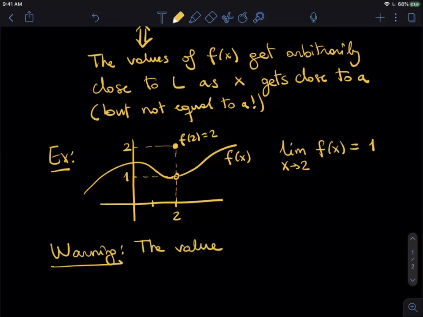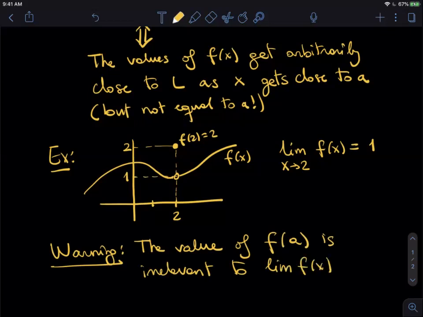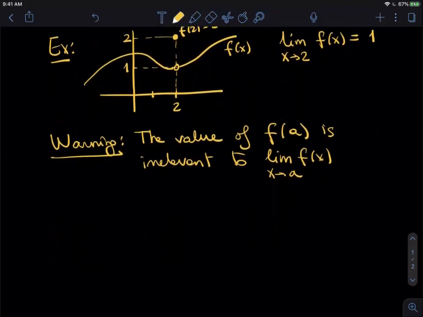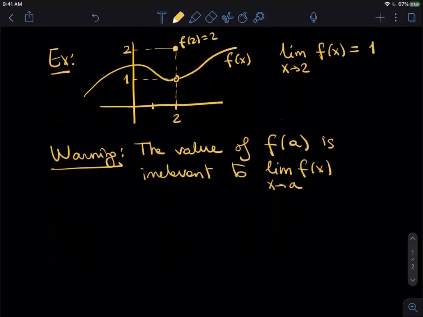The value of f of a is irrelevant to the limit of the function f of x as x tends to a. Basically, we can redefine the value of the function at x equals a and not change the limit by doing that. So this is one possibility, but the function could be perfectly all right also.